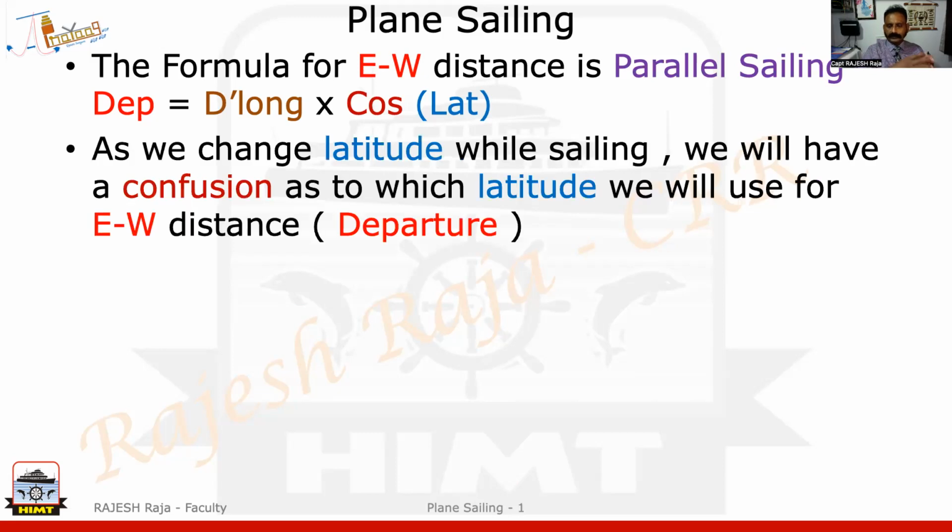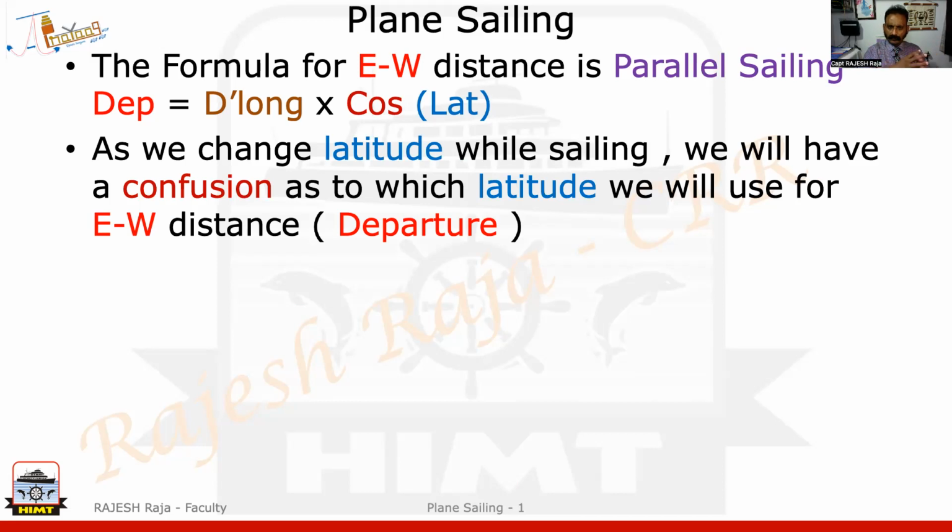Now, what happens when I do a plain sailing? When I'm doing a plain sailing, I'm never in one latitude. We are going to change latitudes. So what happens is there is a slight confusion. How do I use this formula? Because this is the only relation between departure and d long. In a right angle triangle, I told you, the moment you change a latitude, I cannot call it d long.